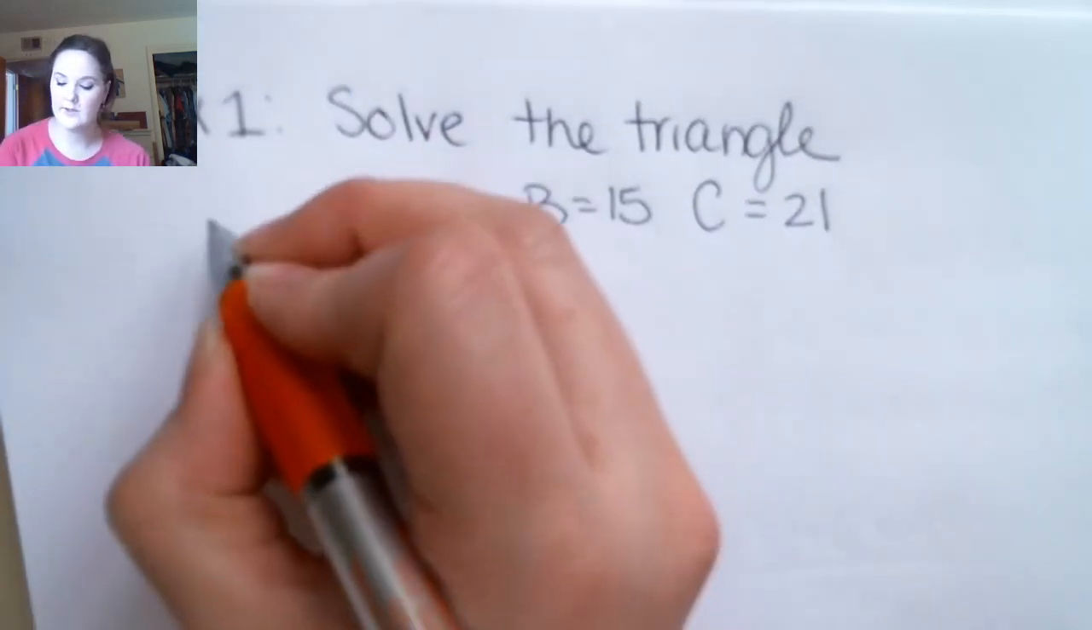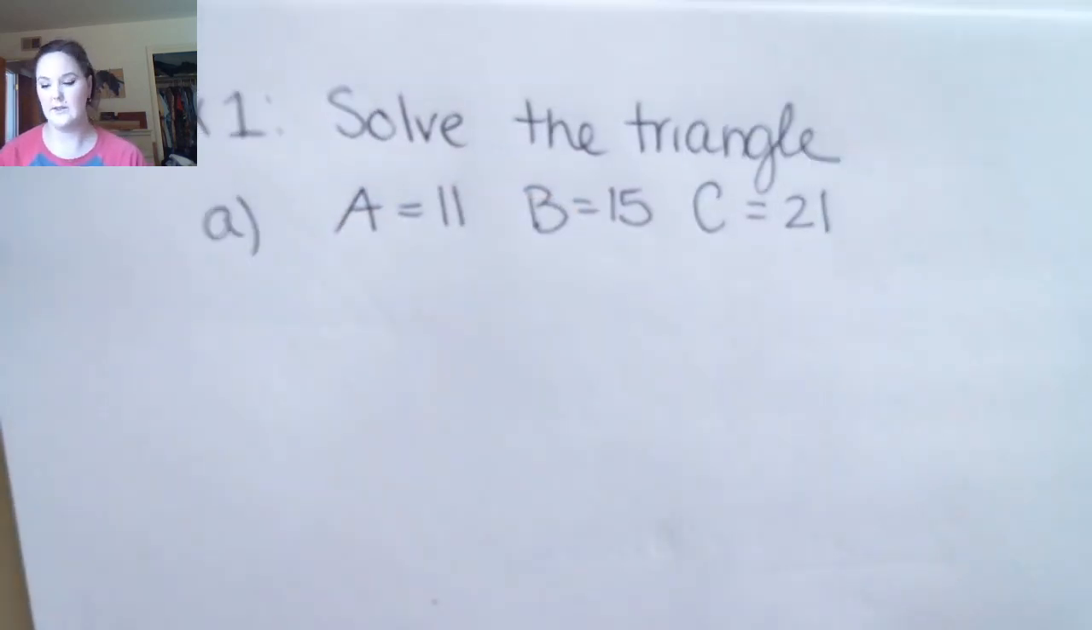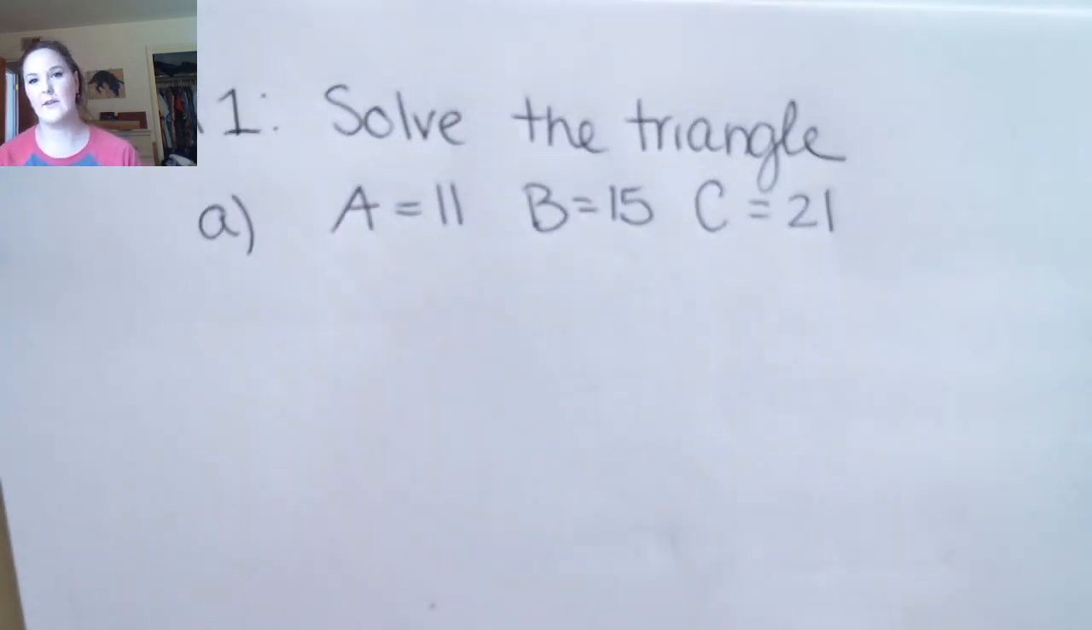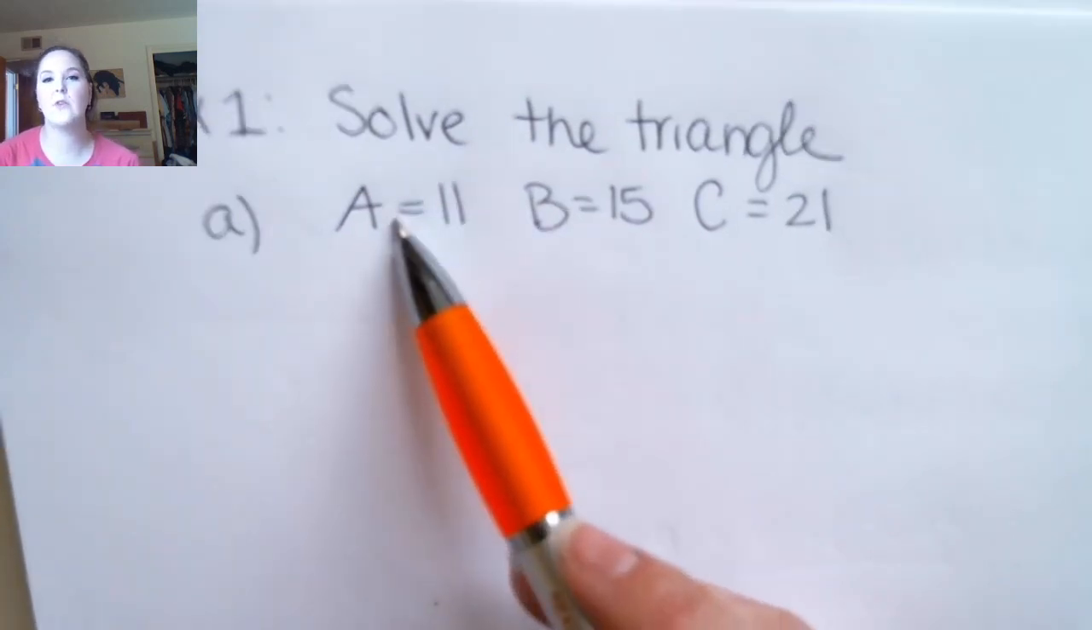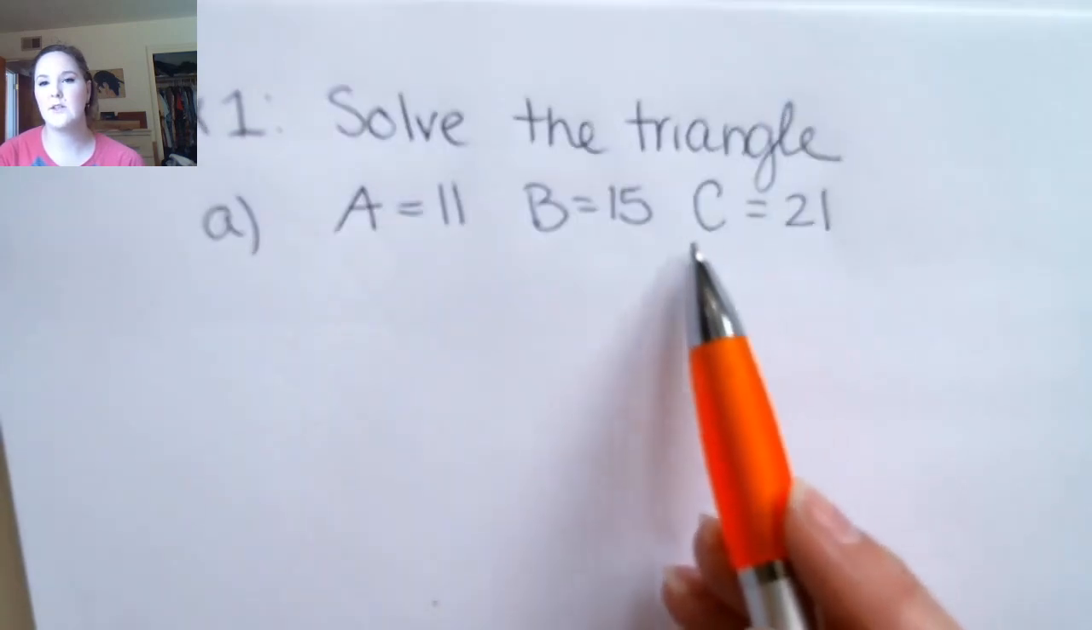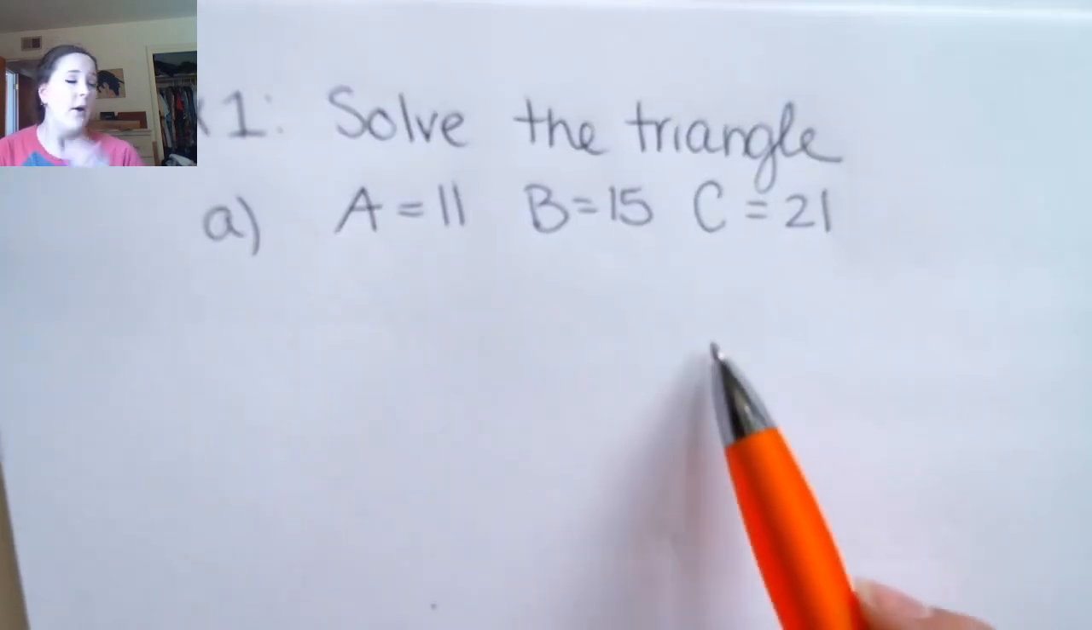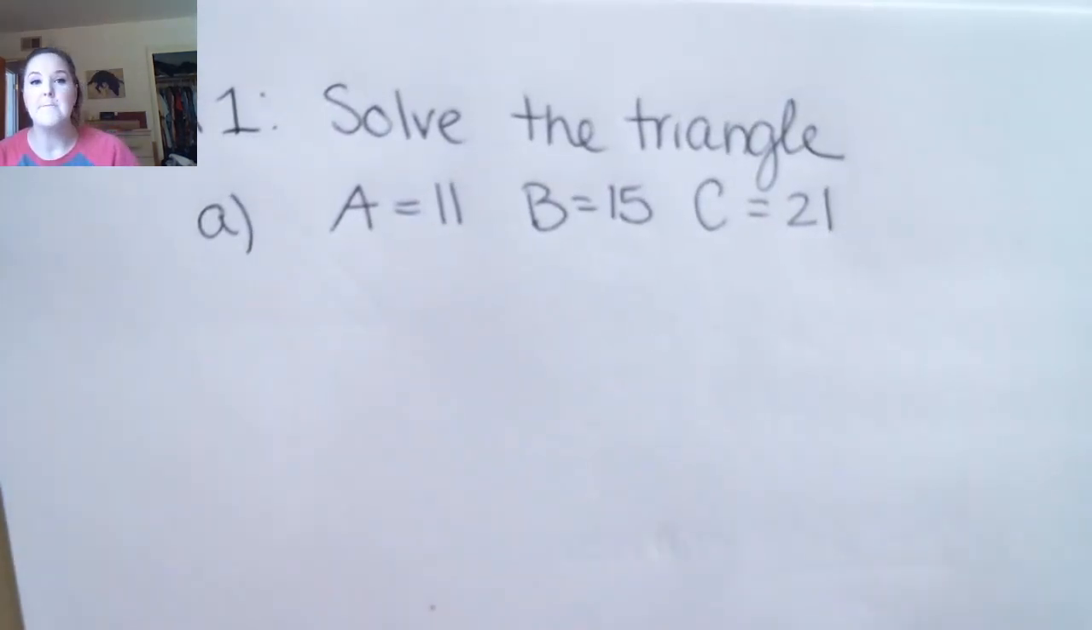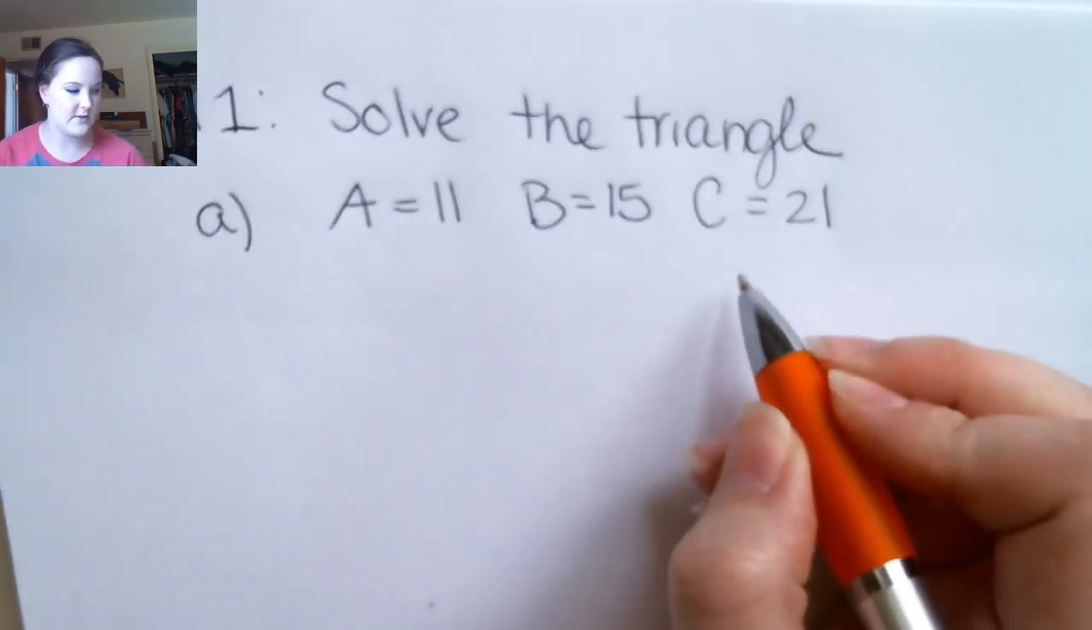This is an example where we have all of the side lengths: 11, 15, and 21. We want to find the three angles that go with this. What's important when you get started is that you start by getting the angle that corresponds to the longest side. Of these three, we can see that this is the longest side, and we're going to find the angle C that corresponds to it.